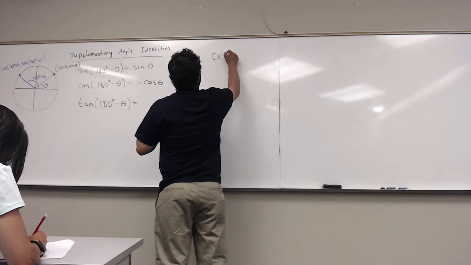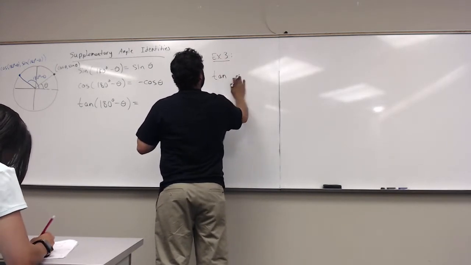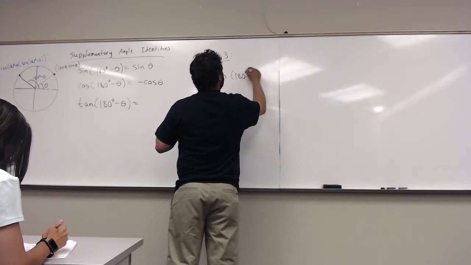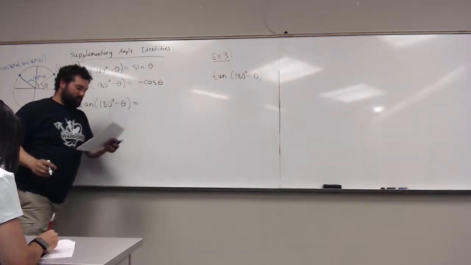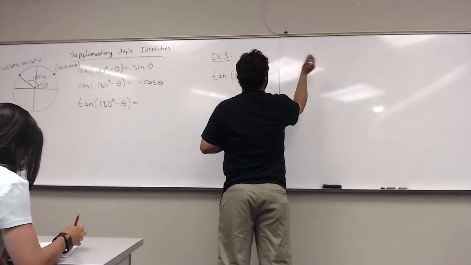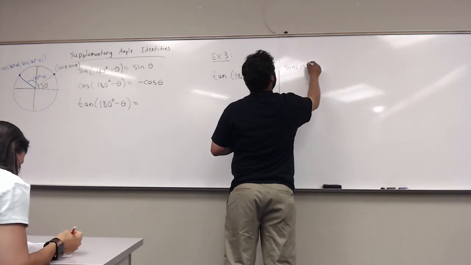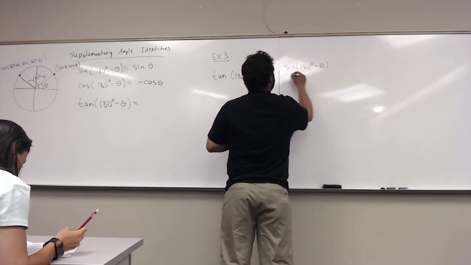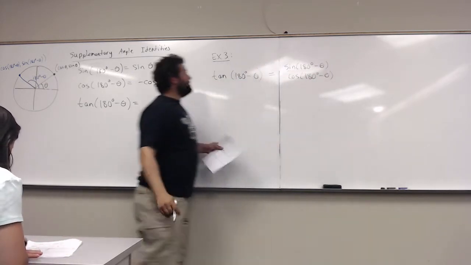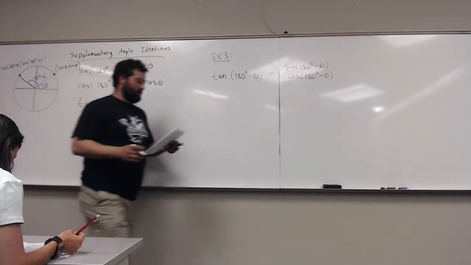So example 3, we're going to use supplementary angle identities to discover what tangent of 180 degrees minus theta is. Okay. So back to the definition of tangent, it's the y-coordinate over the x-coordinate, or we always know it's sine of the angle over cosine of the given angle. So tangent 180 minus theta is sine 180 minus theta over cosine 180 minus theta.